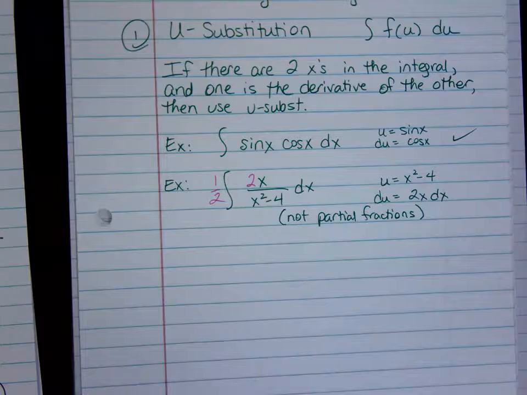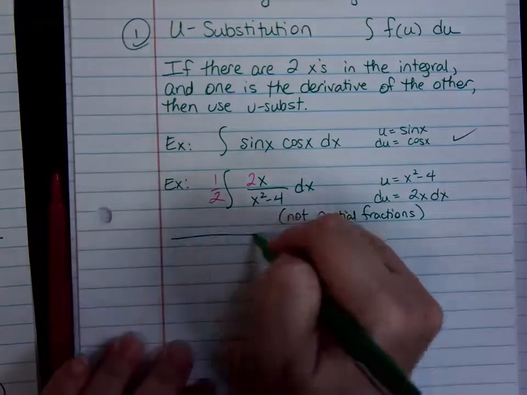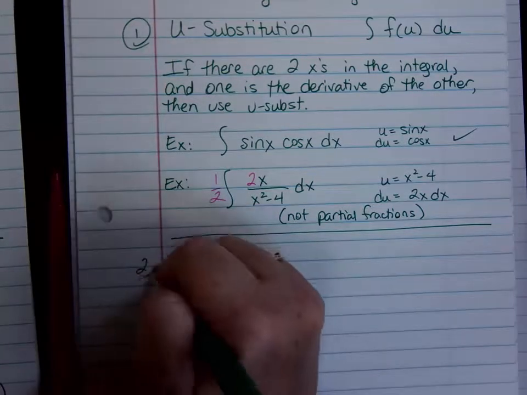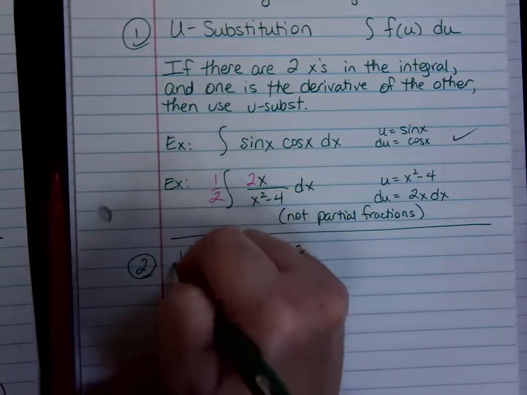Okay, so the key for U sub, one is the derivative of the other. Okay? Do you have any questions for me to this point? No. Nope, I didn't figure. Number 2 is integration by parts.